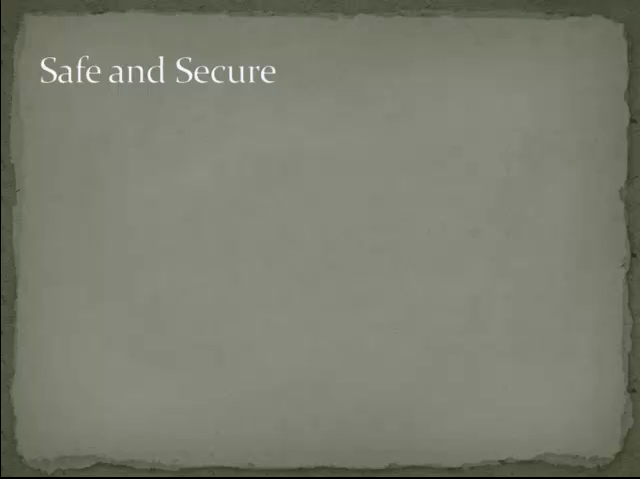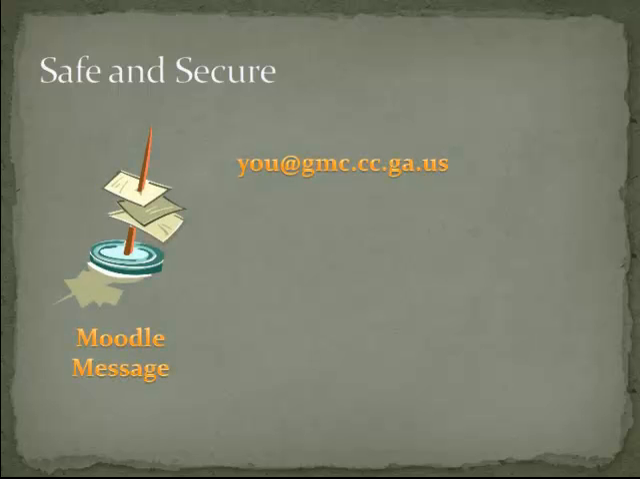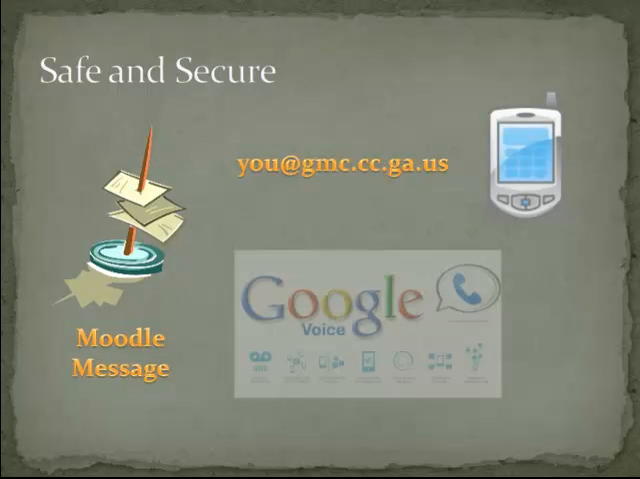For your own personal safety, please do not give out your personal email or cell phone numbers. Using the message feature within Moodle and/or GMC email will protect you and give the college an electronic paper trail to track correspondence. Certain types of cell phones can be used to access your GMC email. Contact GMC Technical Support for more information.